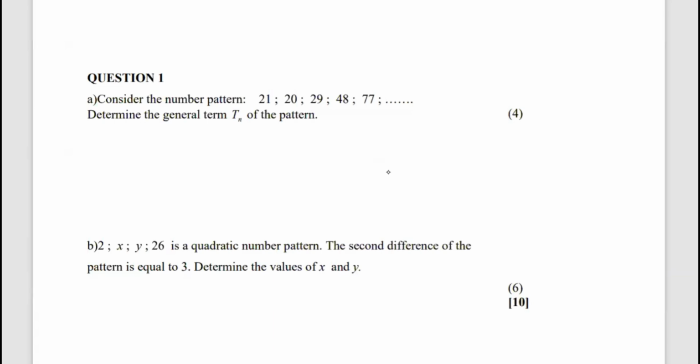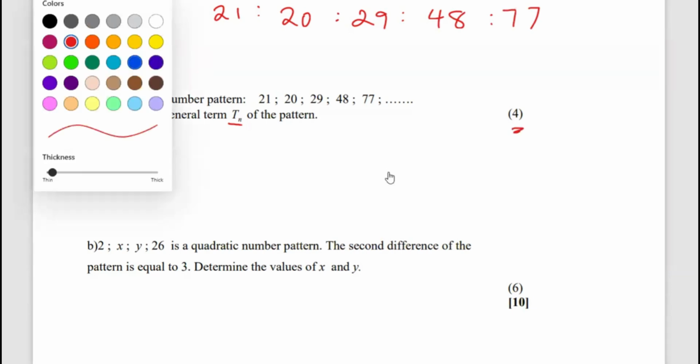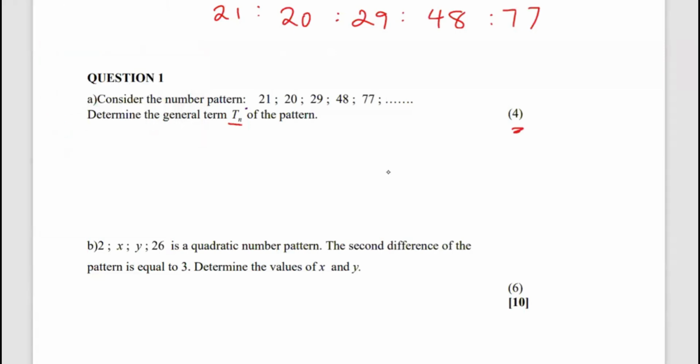We have 21, 20, 29, 48, 77. They want us to get the general term. Now, remember I said this general term is the same as the nth term, or the rule, and so on and so forth. So if we have 21, 20, 29, 48, 77. In most cases, they give something like this. It could be a quadratic, but let's get the difference there. So 21 and 20. In other words, 20 minus 21, which gives us a negative 1.